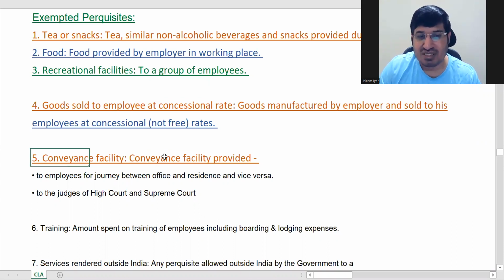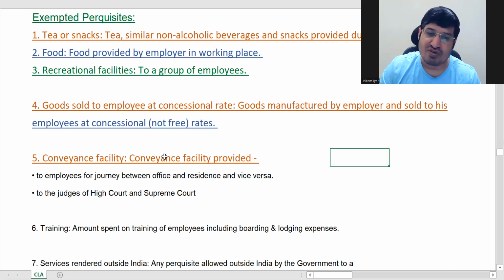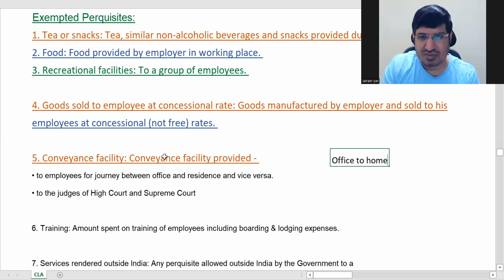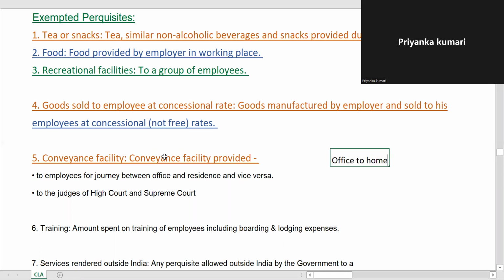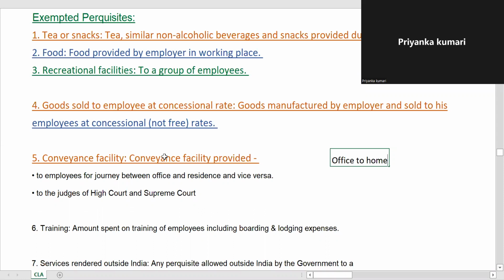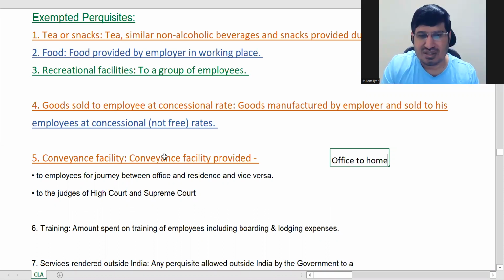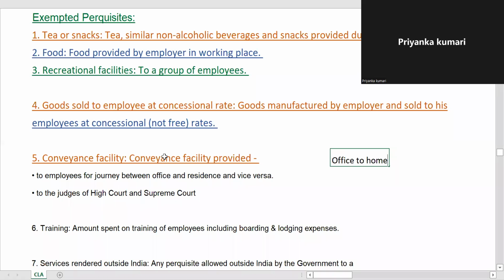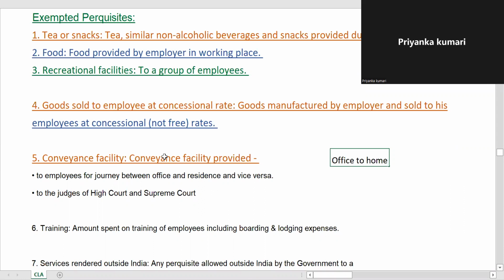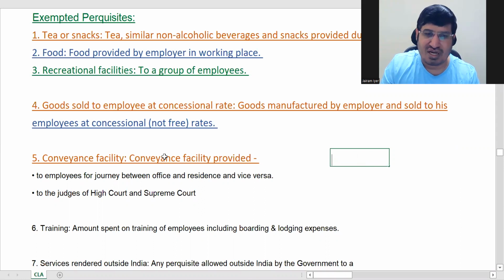ठीक है, conveyance means क्या हो जाता है आपका office to home and home to office. No, sir, it's not conveyance. That is from office work to market. Okay, okay. Yeah, you're right. Sorry. Okay. So basically I am referring to ट्रांसपोर्ट अलाउंस. यहाँ पे एक्चुअली जो आप बोल रहे हैं वो सही है.